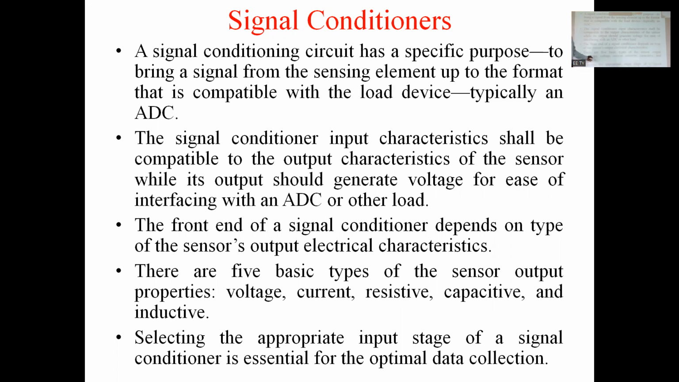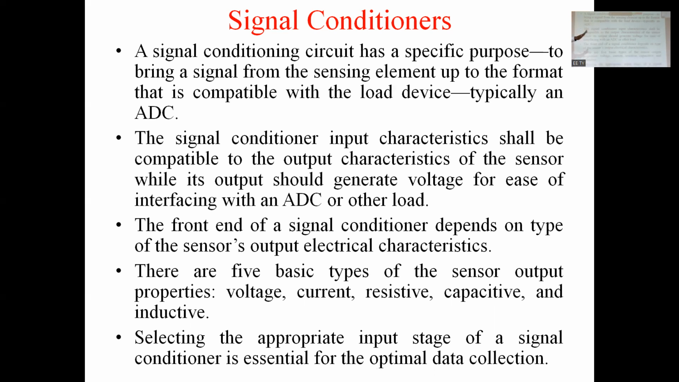Suppose the sensor gives output in the form of voltage. So we require interfacing signal conditioning with input characteristics of voltage. Okay, what input characteristics should the signal conditioning or interface circuit we use have? Voltage. It will be compatible with voltage, or it will be able to join with the output of the element. So there are 5 basic types of sensor output.